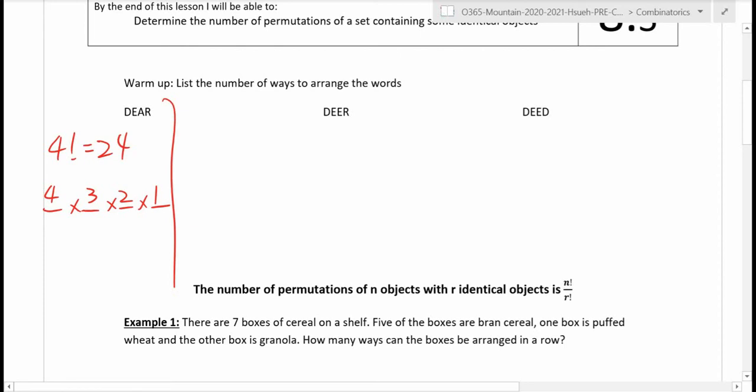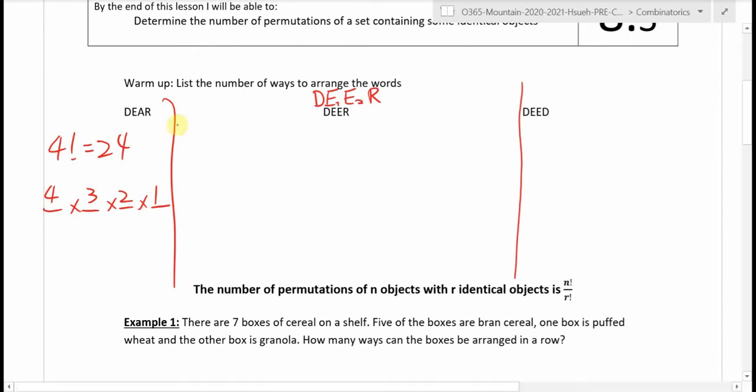Now for the word dear, I'm actually going to list them all out. It'll take quite a bit of space. Before I start, I'm going to change dear to D, E1, E2, and R, just to show the difference between these two E's, because otherwise they're the same E's. So what's the difference? I'm going to write up D, E1, E2, R.